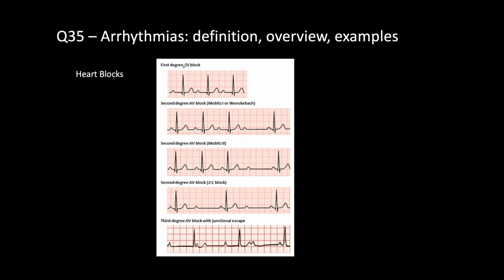And then if there's less and less being received by the atrioventricular node, then the degree increases. I don't know about Mobitz, but we call it Wenckebach syndrome for second degree AV block. As you can see here, in first degree, you have PQRST and PQRST, but there's a prolonged PR interval. And of course, the interval includes the P wave.